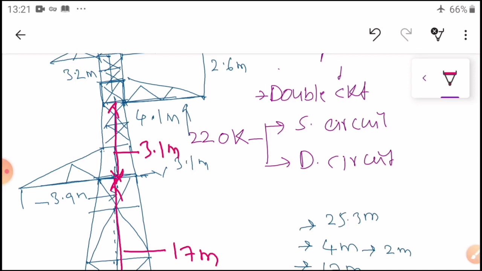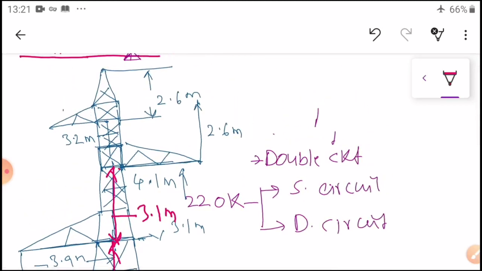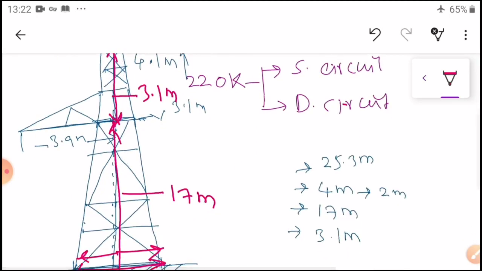And from this place to this place I took the distance, 2.6 meters. And from this place to this place I took the distance, 2.6 meters. So the total height I divided. Okay, after that, from this place to this place I took 3.9 meters, and approximately proportionally I took 1 meter of height from this one and joined this cross arm.